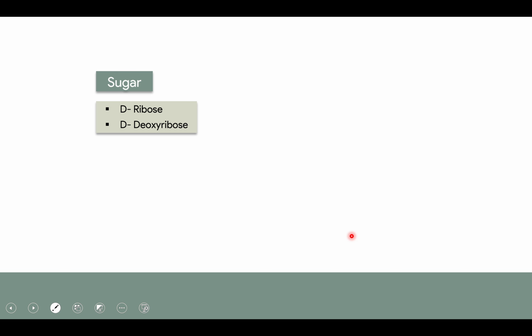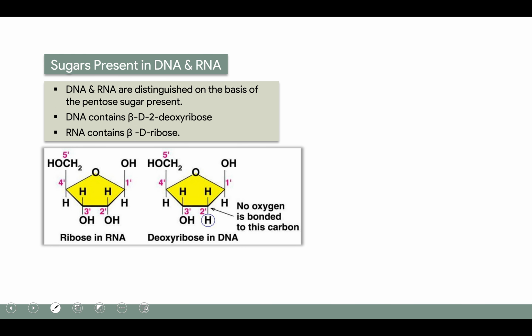So when we talk about the sugar, these are pentose sugars, which are D-ribose and deoxyribose. D-ribose is present in RNA, whereas deoxyribose is present in DNA. And DNA and RNA are differentiated on the basis of the presence of these pentose sugars. So as we can see in ribose, in the second position there is an oxygen present, that is, in the 2' position, whereas in deoxyribose there is no oxygen present. DNA contains beta-D-2-deoxyribose, whereas RNA contains beta-D-ribose.